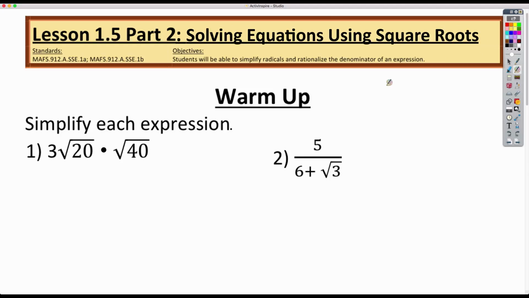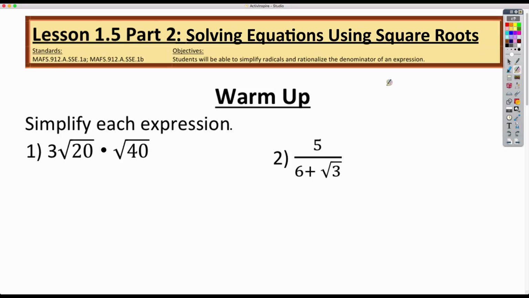Please put your pencil down, pick up your colored pen, and let's share out our results and see how well we did warming up for today. So you were asked to simplify each expression. We're going to go one at a time. Number one, let's share out.